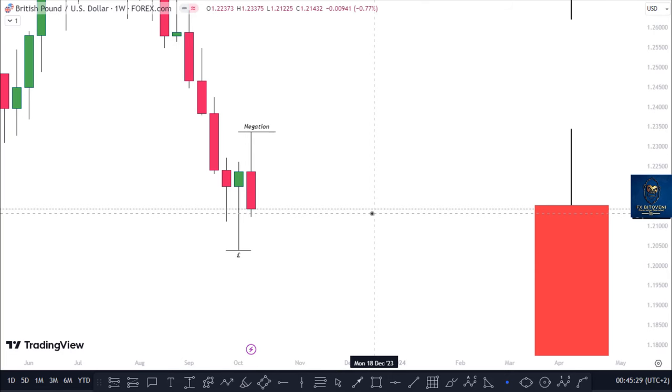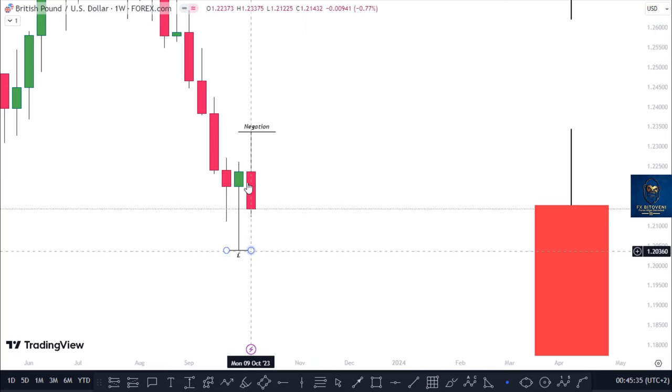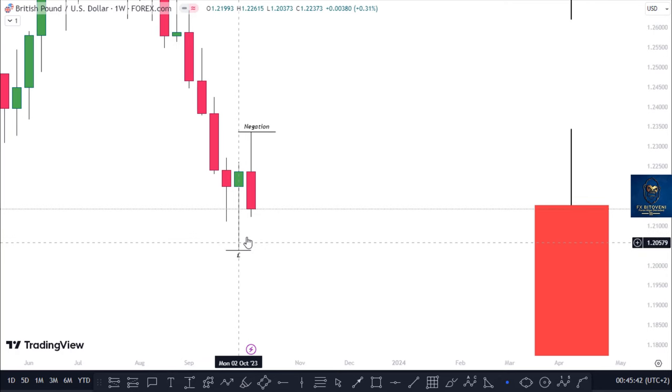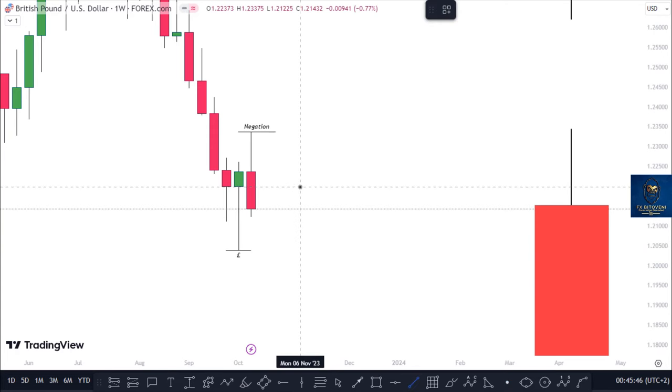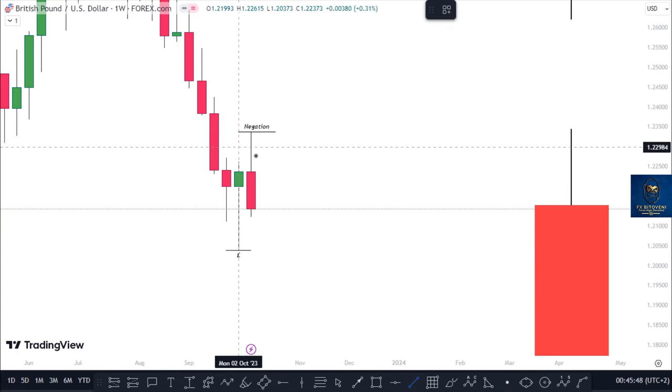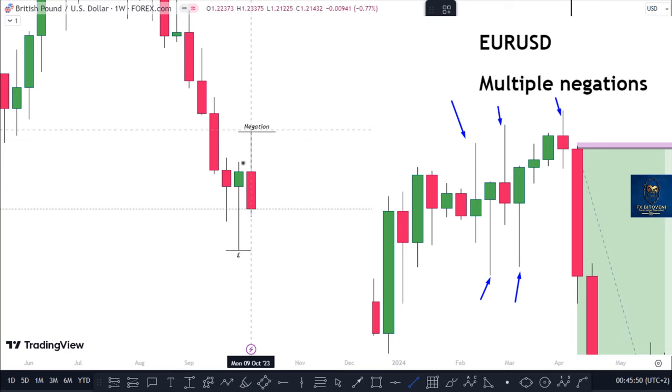Hope you understand. Listen to me, folks. Until this candle is negated, we have to target this one. You get the point. Until, because you can have multiple negations going on. Hope you saw it on this level. I mean, on Euro USD, you saw it. I will show you multiple negations that are going on.